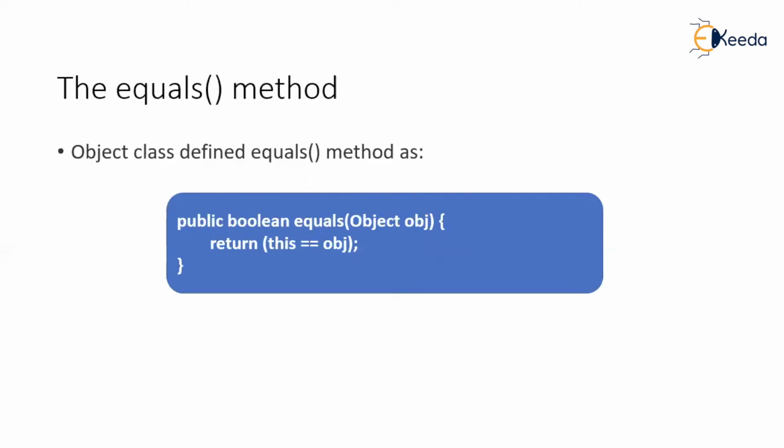For multiple objects like x, y and z, if x.equals(y) returns true and y.equals(z) returns true, then x.equals(z) should also return true. Simple: a equals b, b equals c, so a equals c. Simple logic. That is also applicable and checked by the equals method.